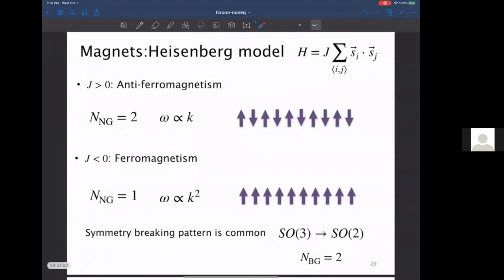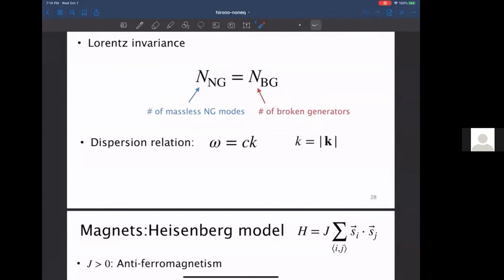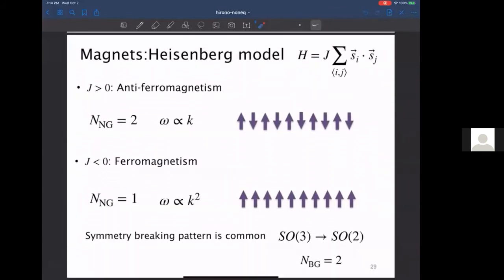The most plain example of this lack of one-to-one correspondence between broken generators and massless modes is provided by magnets. Suppose we consider some Heisenberg model whose Hamiltonian is given something like this. If the parameter J here is positive, then the spins try to be anti-parallel to each other in order to lower the energy. So the ground state is going to be something like this. And if the parameter J is negative, then in order to lower the energy, it's better to be in the same direction. So the ground state is going to be something like this.